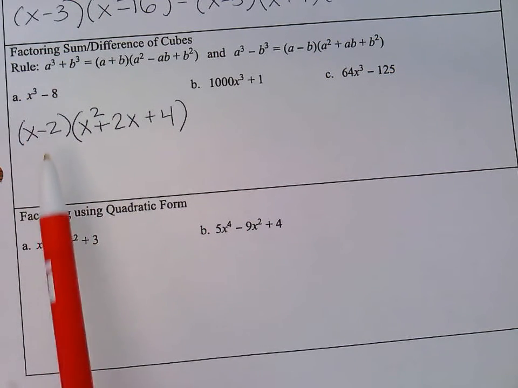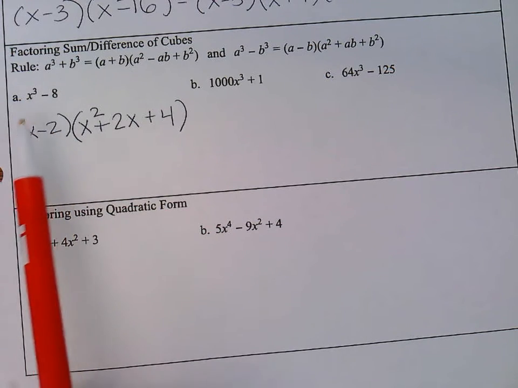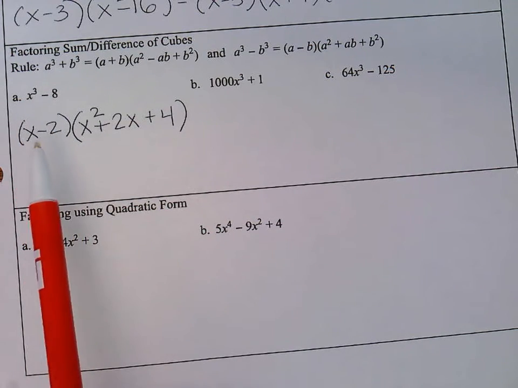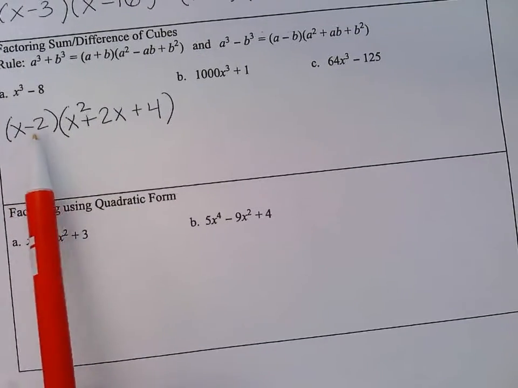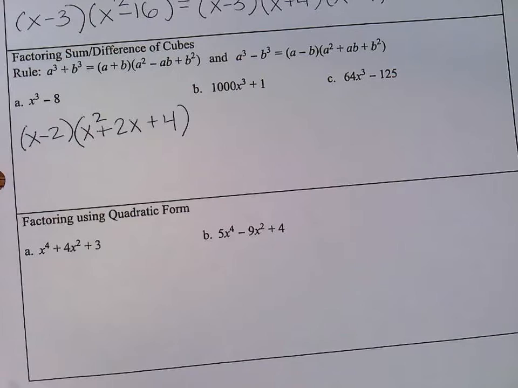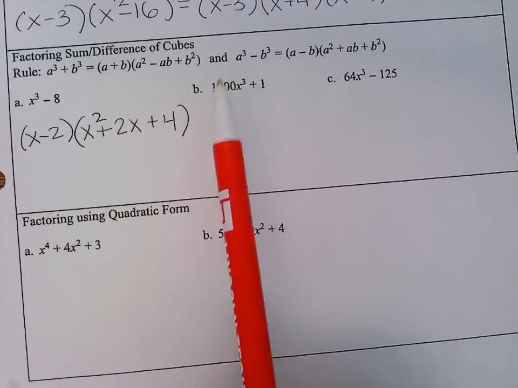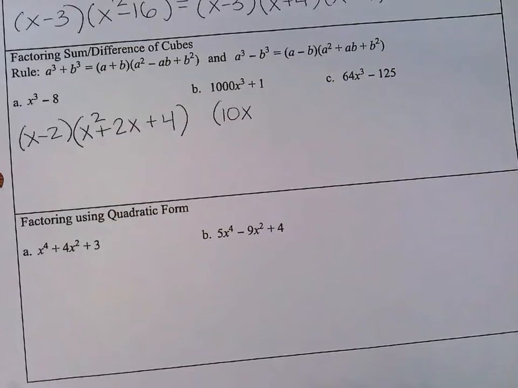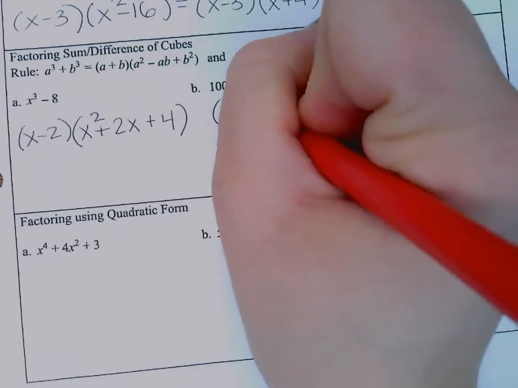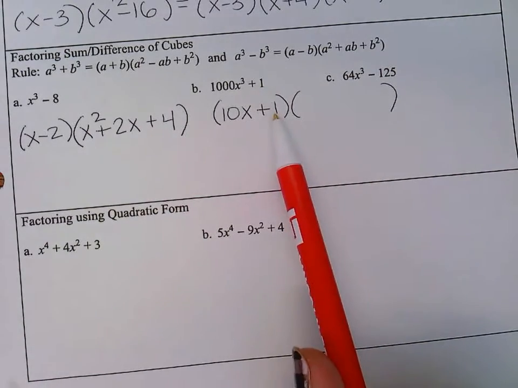And factored form helps you find your x-intercepts. So I know that this has an x-intercept at 2. We haven't reviewed that yet with polynomials, but factored form gives you your x-intercepts. This has an x-intercept at 2. Let's do B together, and then you can try C. So first step is to take the cube root of each of those terms. So the cube root of 1,000 would just be 10x plus 1, right? Because the cube root of 1 is 1.